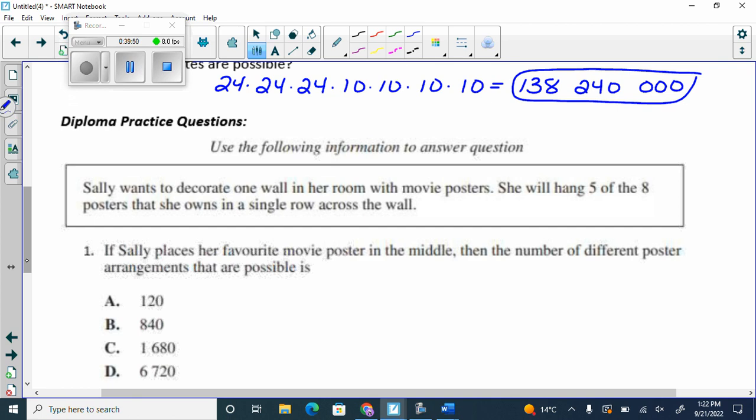So we have Sally wants to decorate one wall in her room. Here's the wall. I have it up here. Look how pretty it is. So here is her room. She wants to decorate it. I have 8 posters that I've drawn with my heart up here. She has 8 posters to choose from. It's just like if you went home and you had pictures of your family, and you could put 4 up out of the 8, whatever, 5 up out of the 8. So here it says that she puts her favorite poster in the middle.